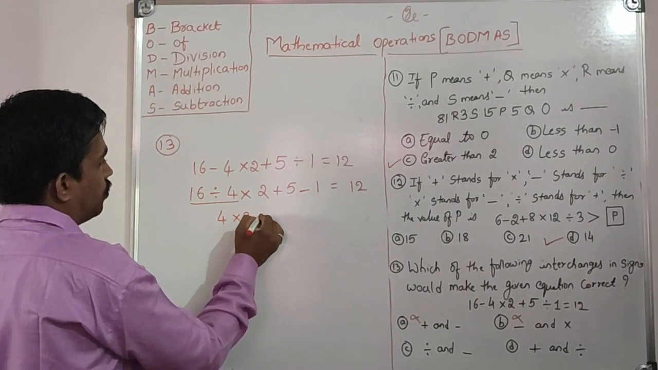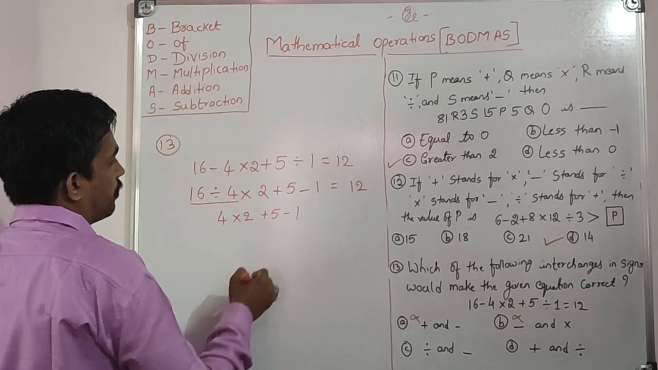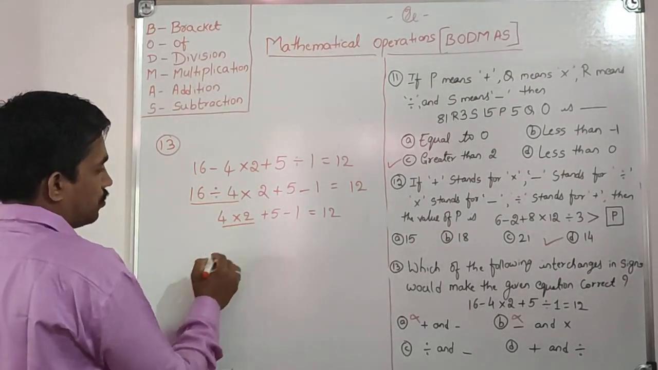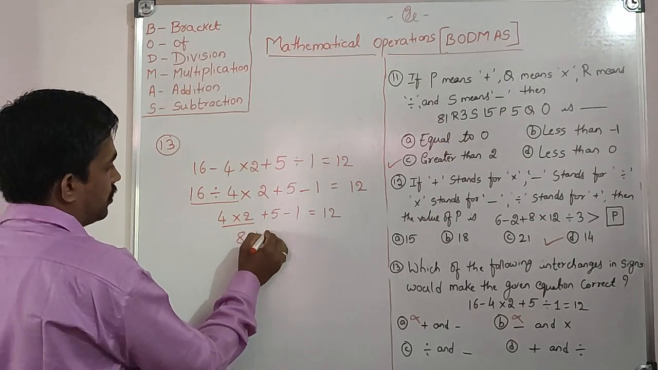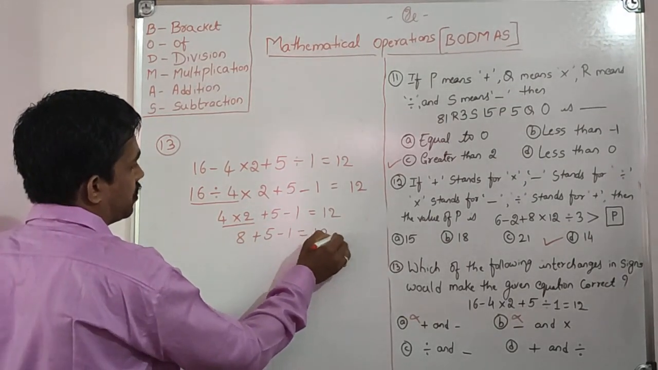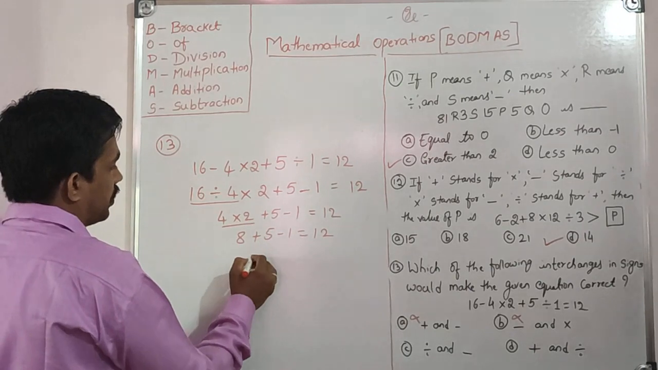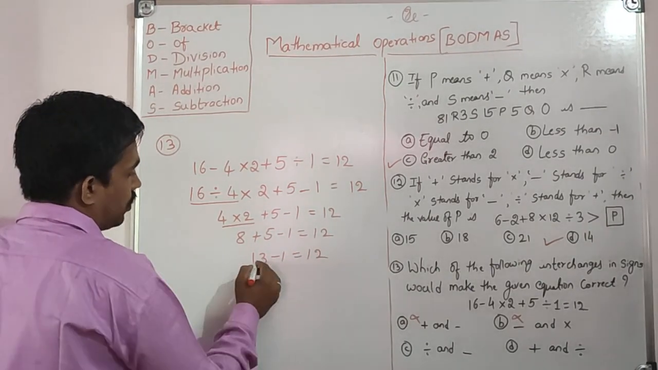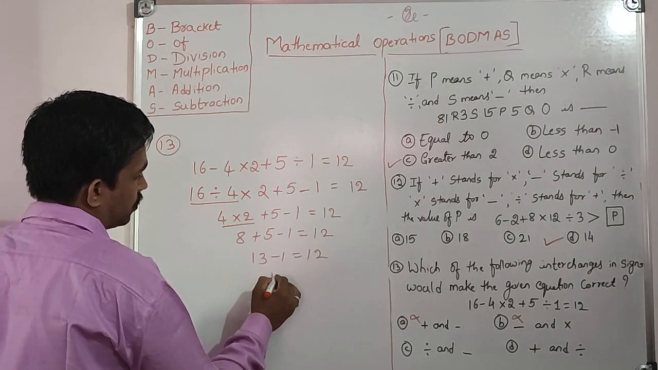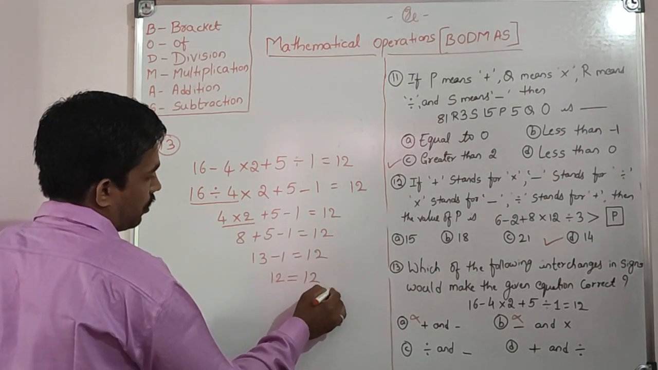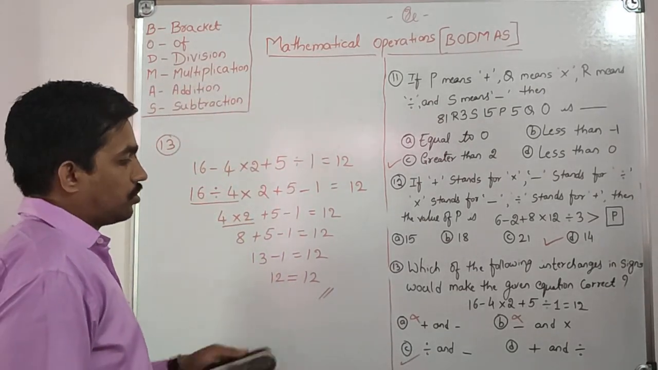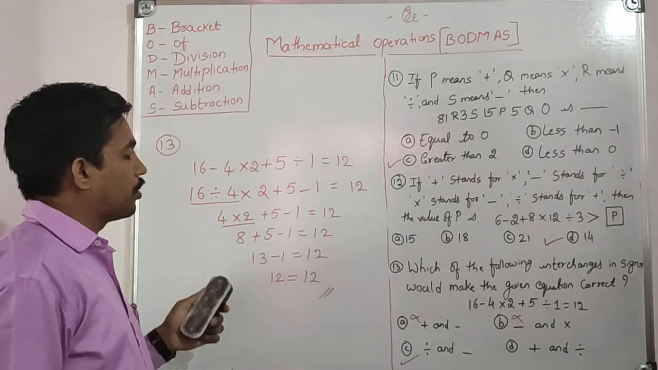16 divided by 4 means 4 into 2 plus 5 minus 1 equal to 12. So 4 2s are 8 plus 5 minus 1 is equal to 12. So 8 plus 5 13 minus 1 equal to 12. So 13 minus 1 is 12, is equal to 12. Yes, our third option is right. So like this you have to solve the problems.